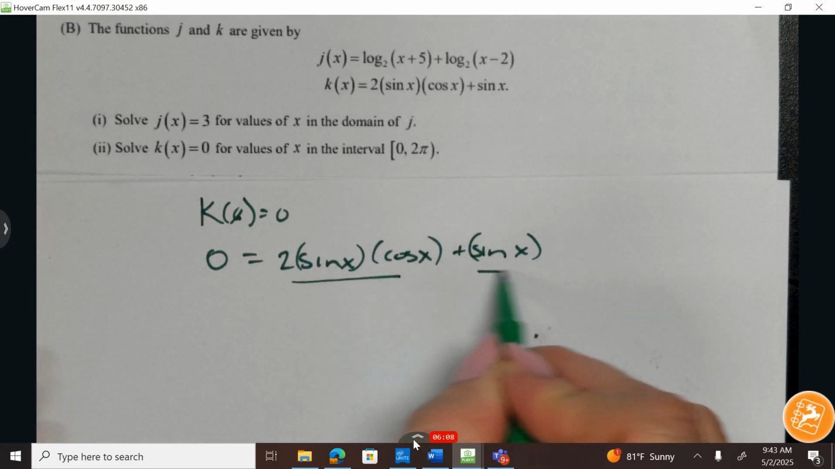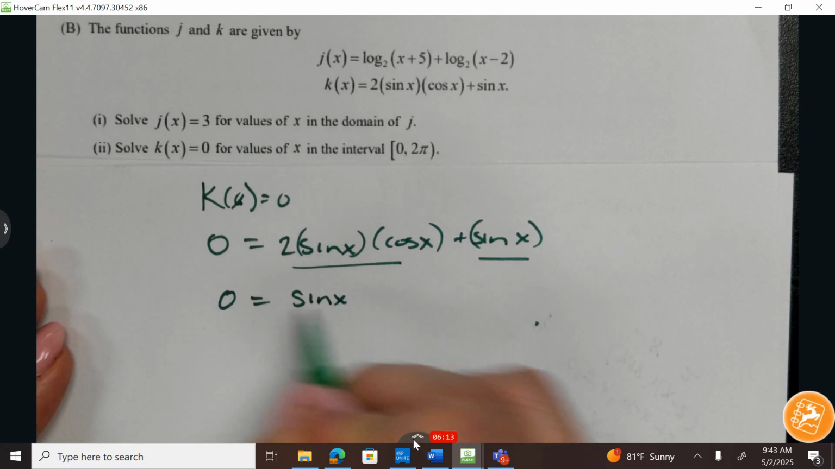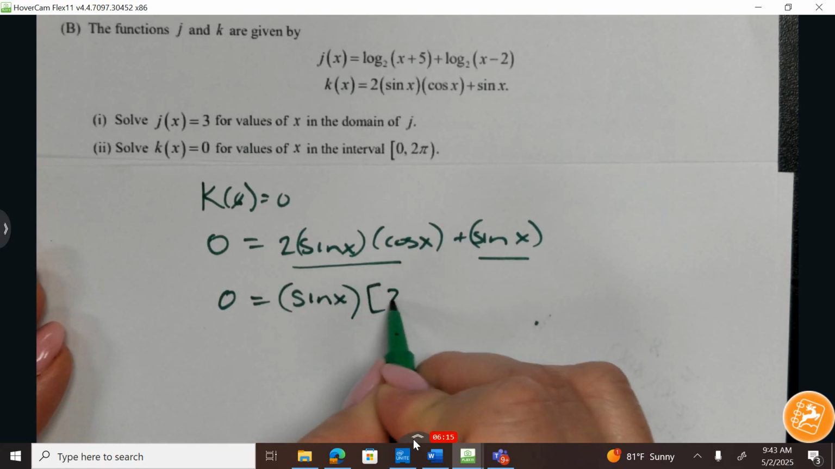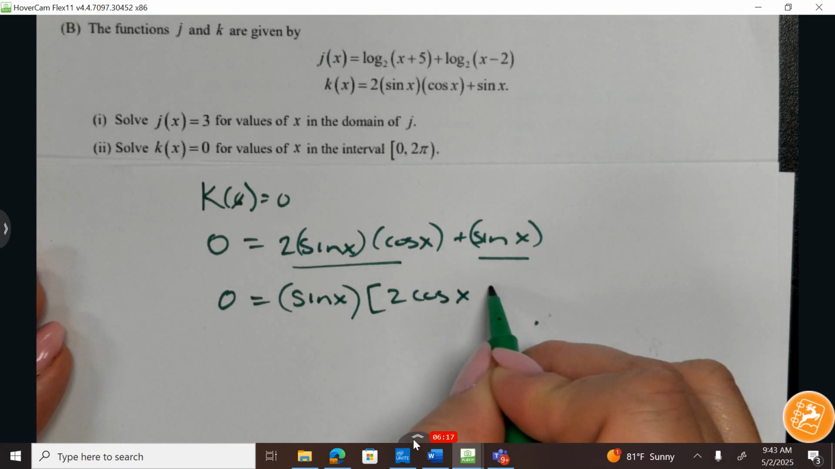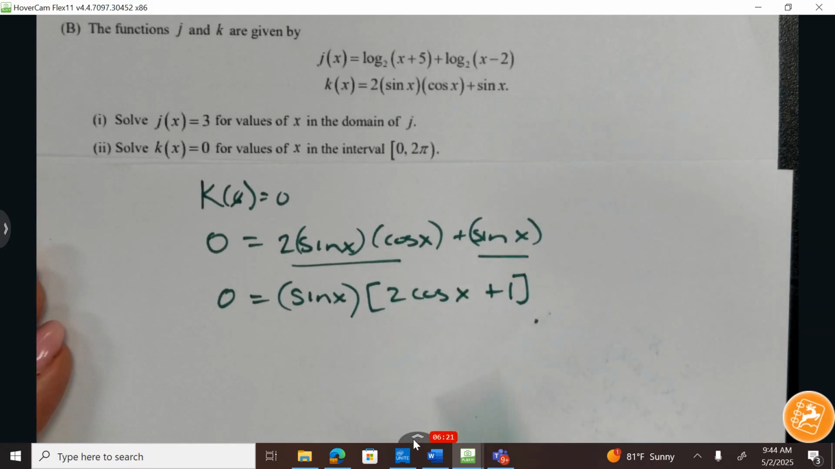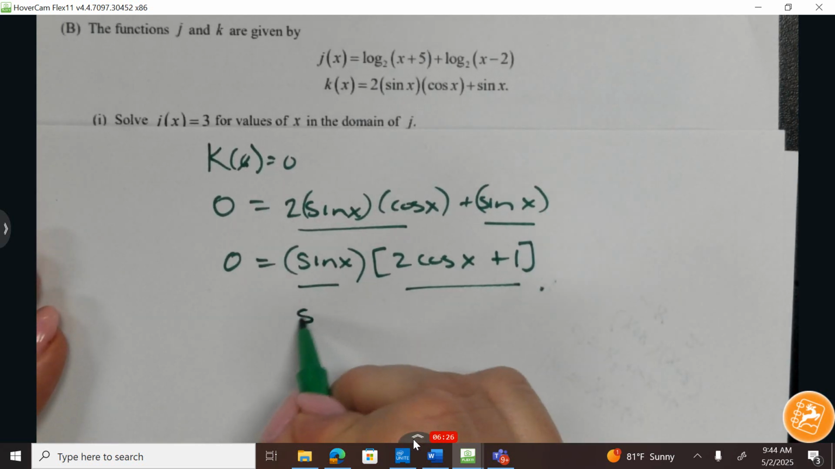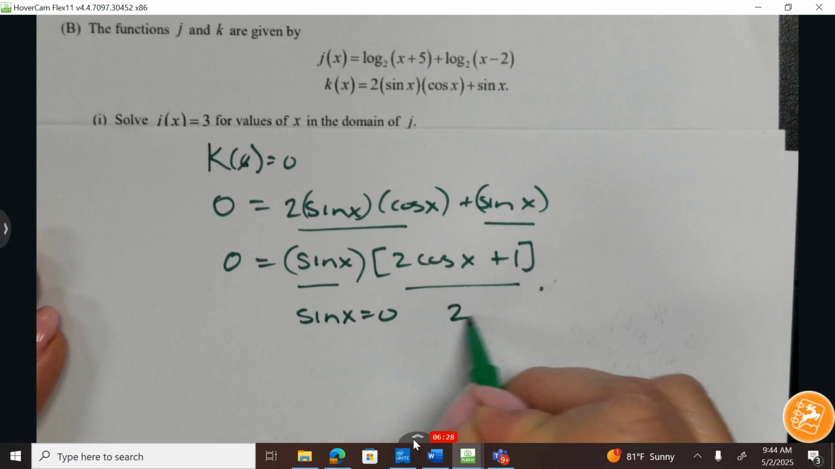Notice that both the left and right contain a sine, so I'm going to factor out a sine of x, and I'd be left with 2 cosine of x plus 1. Now let's make sure I did this right. If I distribute, I get that. Think of these as a branch left and branch right. I'm going to set each equal to 0 and solve.